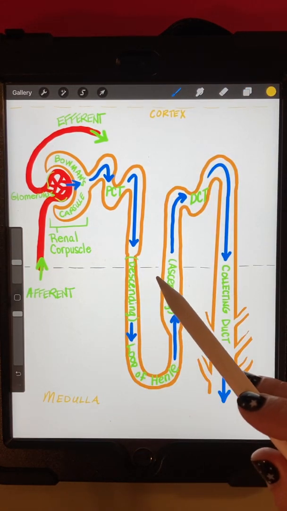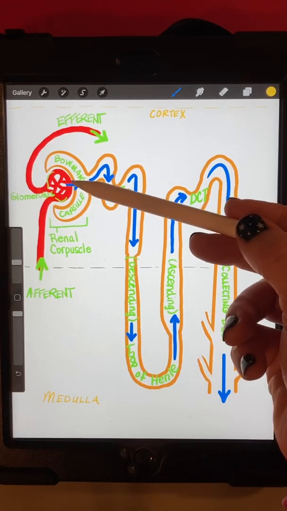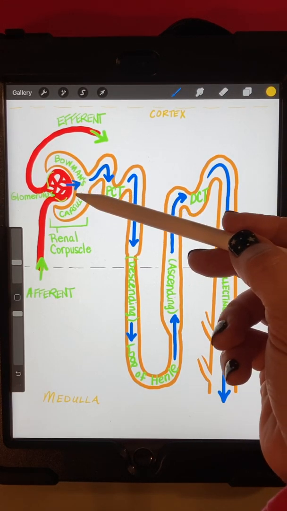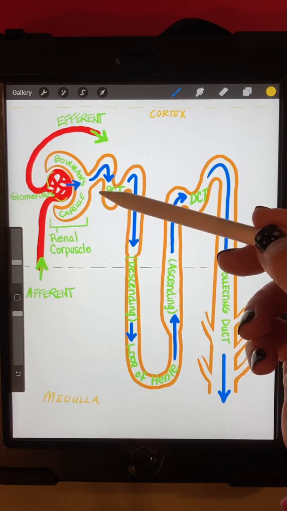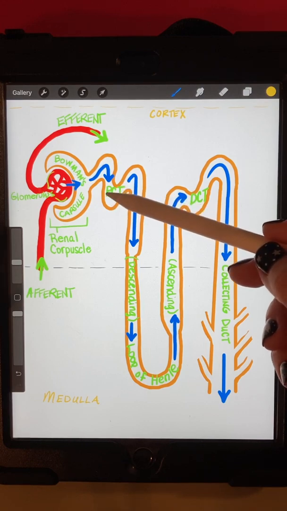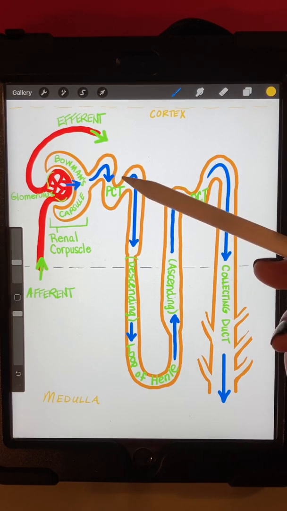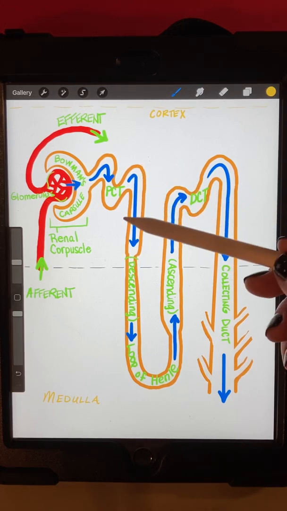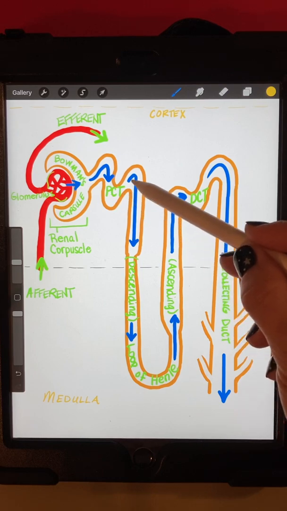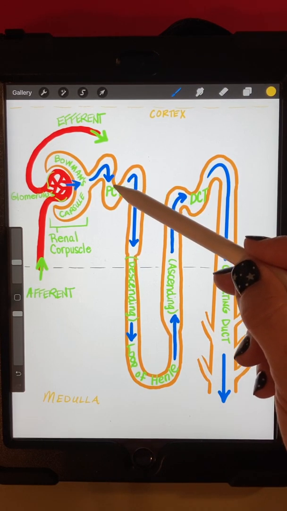Okay, so the fluid collected from the blood plasma is filtrate. That goes into the Bowman's capsule, which will become urine after a series of modifications. The modifications I'm talking about are secretion and reabsorption. Secretion is when ions are taken up by the nephron, so they're being secreted into the nephron.